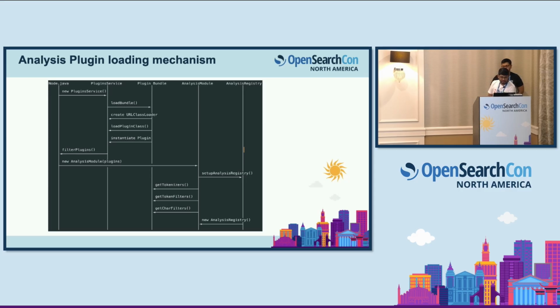And before that, we extract the components of the analysis plugin. Could be multiple, but let's say in this example we are showing tokenizers, token filters, char filters, etc. All of these components are then stored in this analysis registry, which is a map of your components to the implementations, their corresponding factories and classes. Yeah. Okay.